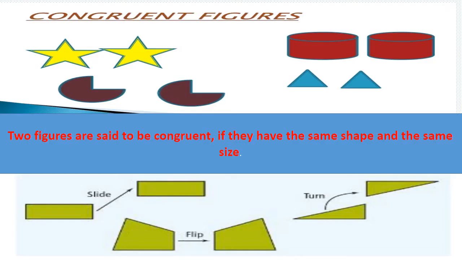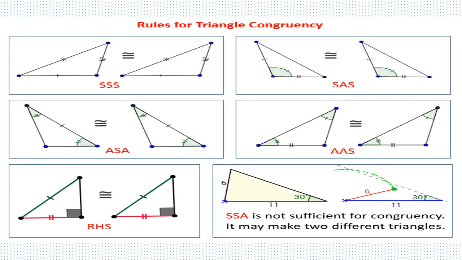Now we are going to discuss about congruent figures. Two figures are said to be congruent if they have the same shape and the same size. Rules for congruency of triangles. In SSS Congruence Rule, if three sides of one triangle are equal to the three sides of another triangle, then the two triangles are congruent.